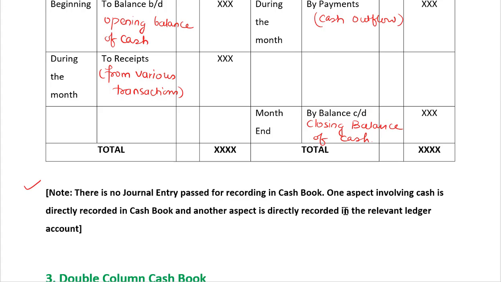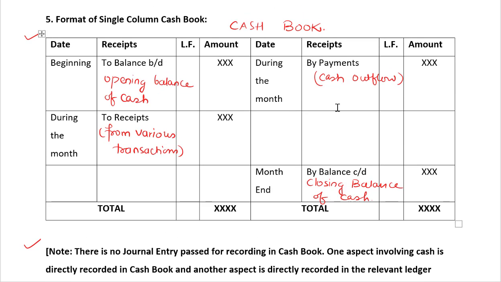Let's see the note. There is no journal entry passed for recording in cash book. One aspect involving cash is directly recorded in the cash book and another aspect is directly recorded in the relevant ledger account. Okay?